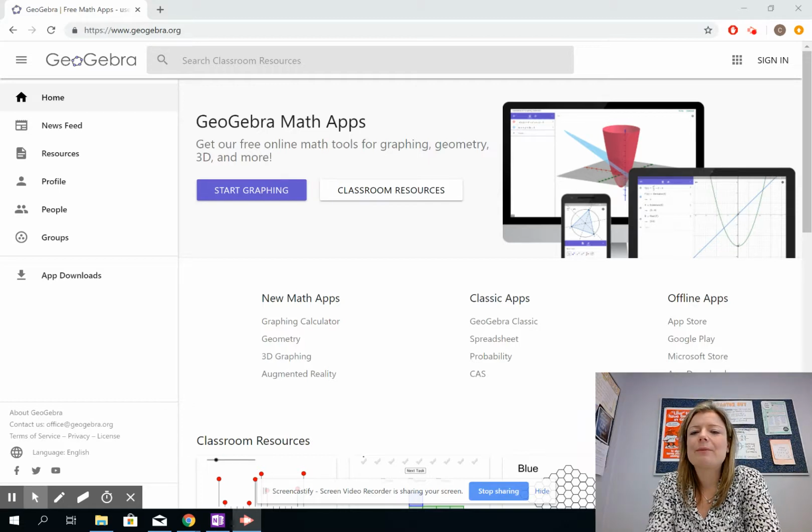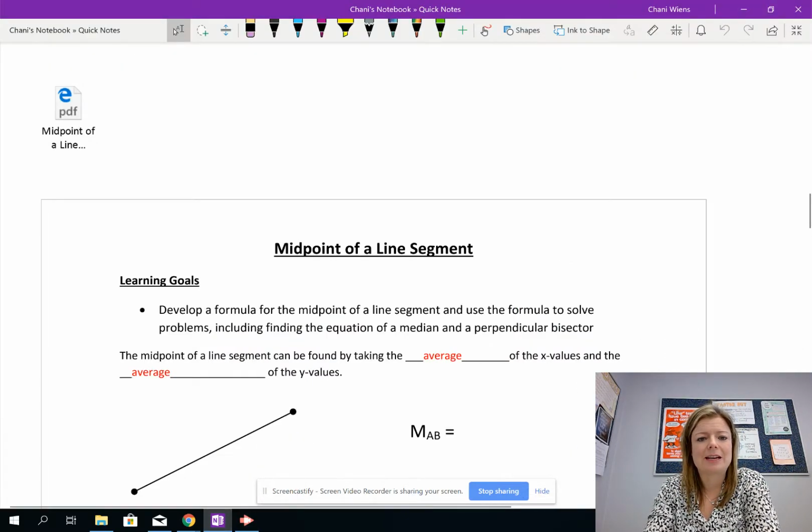Hello, everybody, and welcome to our next unit in grade 10 math. Today we are learning about the midpoint of a line segment.